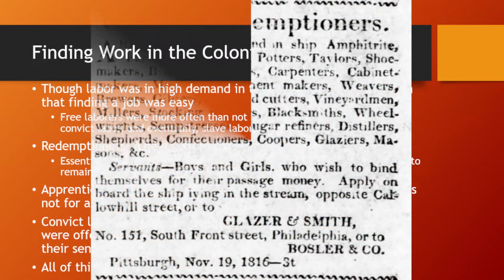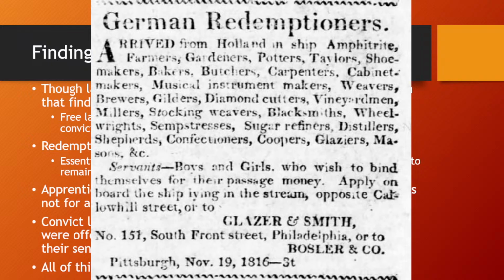So here's that newspaper clipping I was telling you guys about. Does it have a year on it? Yes, November 19th, 1816. So this is a while after, but they're still doing redemptioners. That's interesting. Still though, here we have arrived from Holland a ship, yada yada yada. Farmers, gardeners, potters, tailors, shoemakers, bakers, butchers. Here we go. Musical instrument makers, weavers, brewers, gilders, diamond cutters, vineyard men, millers, stocking weavers, blacksmiths, wheelwrights, seamstresses, sugar refiners. That's pretty high tier too. Distillers, shippers, confectioners, coopers, glaziers, masons, etc.